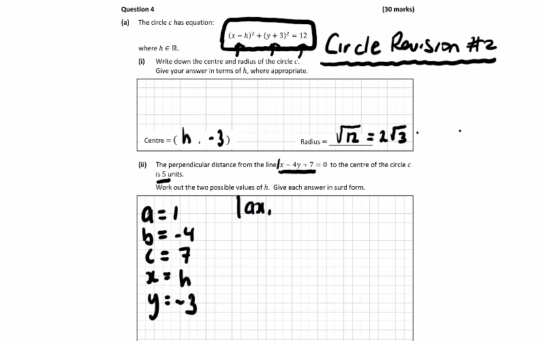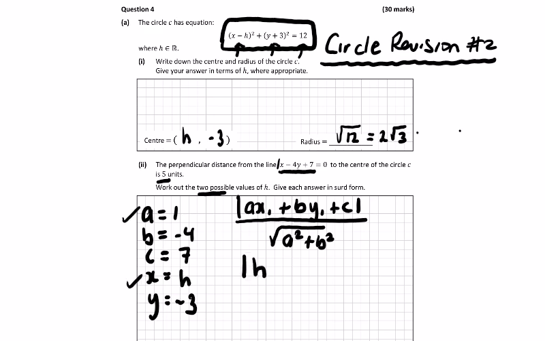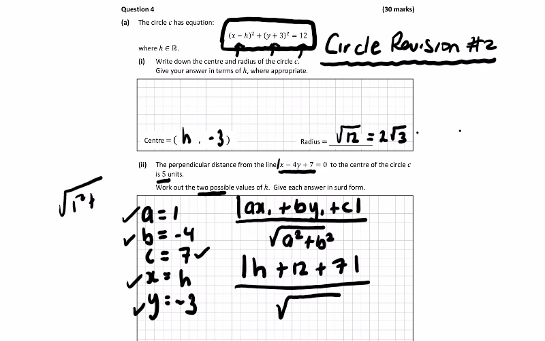The formula for perpendicular distance: the absolute value of ax1 plus by1 plus c, that's why we have two possible solutions, over the square root of a squared plus b squared. That's going to give a times x, which is 1 times h, or just h, b times y, minus 4 by minus 3, which is plus 12, plus c, which is 7, all over the square root of a squared plus b squared. You could do this in one step if you want. The square root of 1 squared plus 4 squared is going to be the square root of 17. That's going to be equal to 5.